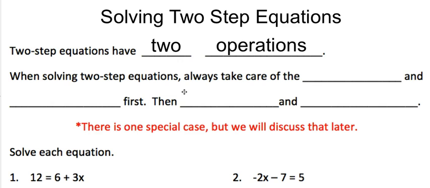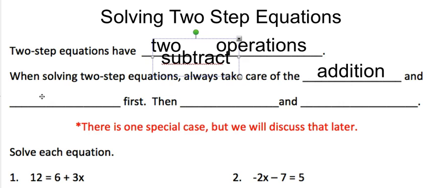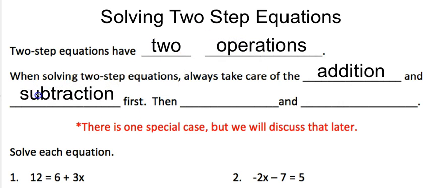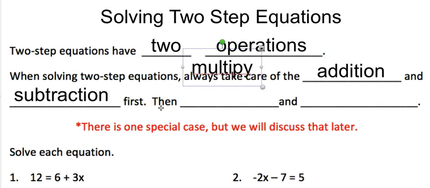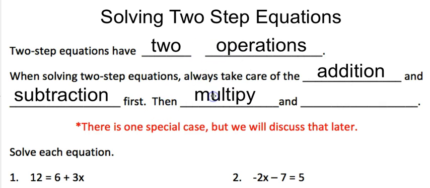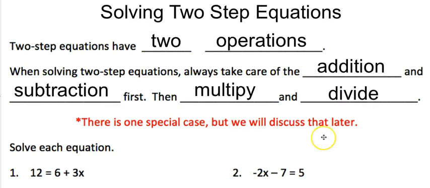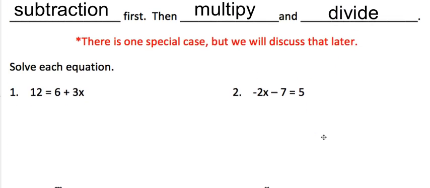So when you are solving two-step equations, you always have to take care of the addition and subtraction first. Okay, so it's a little bit backwards from the order of operations. So we're going to do addition and subtraction, and then we're going to multiply or divide. So again, you have to add or subtract first before you can multiply or divide. And there's one special case where that does not happen, but we'll talk about that later.